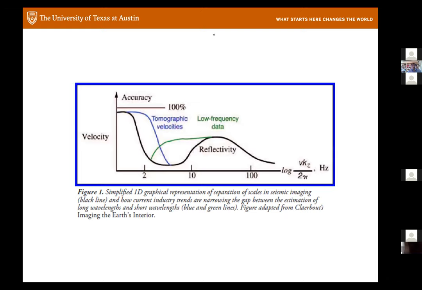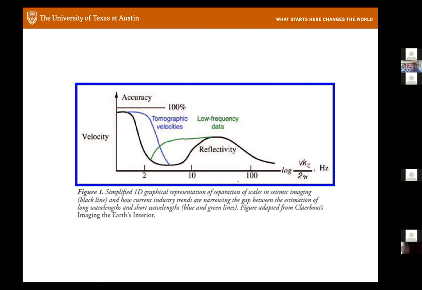So what do we get from different kinds of approaches? Now, this is one picture that was put together by John Clairbaugh. So it basically shows you how much information is contained by different wave number that is recovered by different data sets.